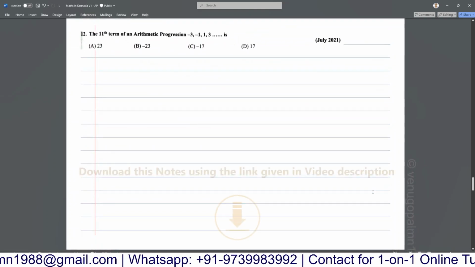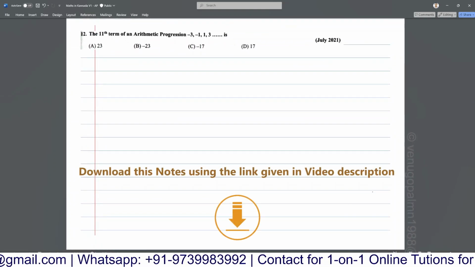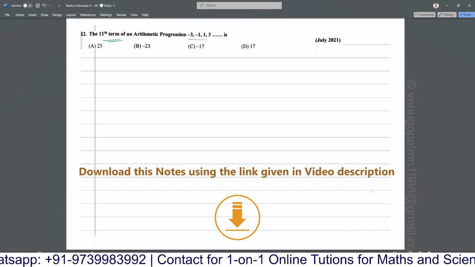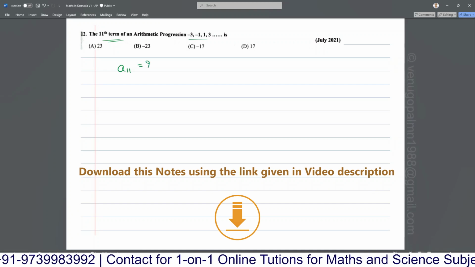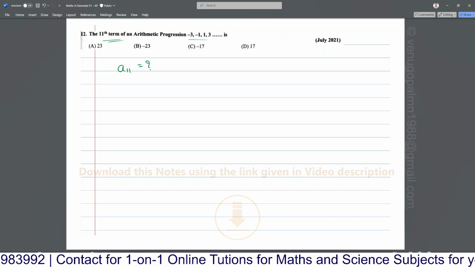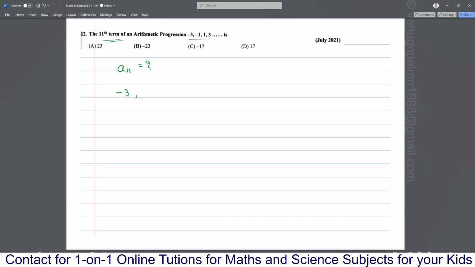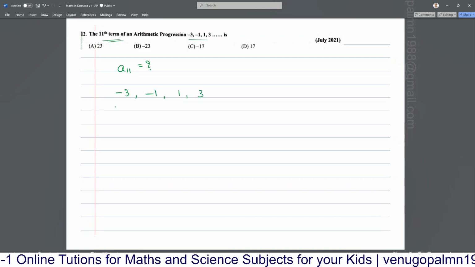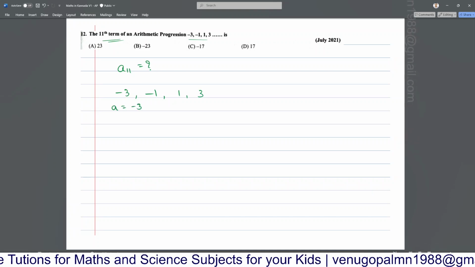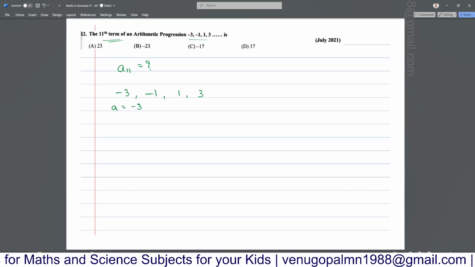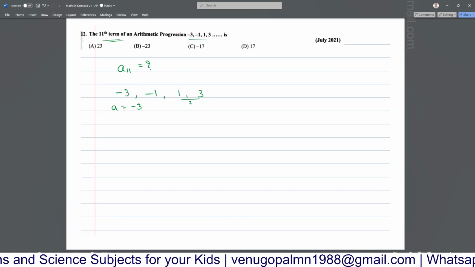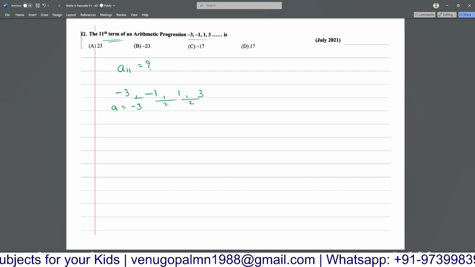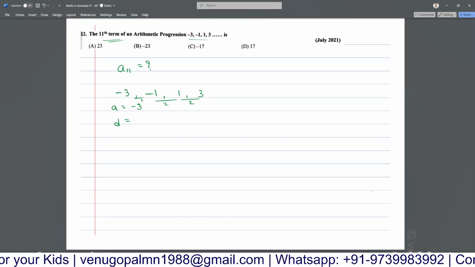Similarly, to move on with the next example, the 11th term of an arithmetic progression is what? They are asking you to find out a of 11. They have given a sequence: minus 3, minus 1, 1, 3. So the first term a is equal to minus 3. And the common difference, what is the common difference? 3 minus 1 is equal to 2, 1 minus minus 1 is equal to 2, and minus 1 minus minus 3 again is equal to 2. So the common difference we found is 2.